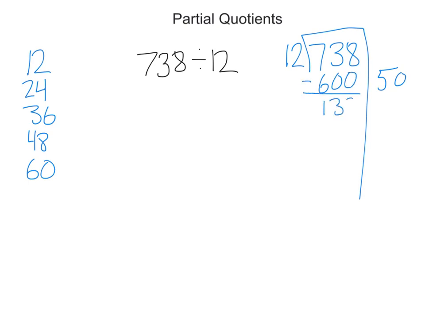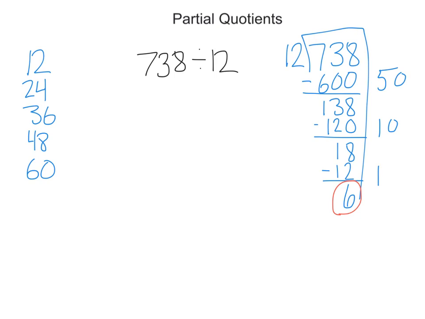leaving 138. So looking again at my fact table, 13 is the number I'm trying to get closest to without going over. So 12 times 1, even though it's the smallest fact, is actually going to be the best here, because 12 times 1 is 12. 12 times 10 is 120, leaving me with 18. And now I can see 12 times 1 again is the fact I'm going to use here.